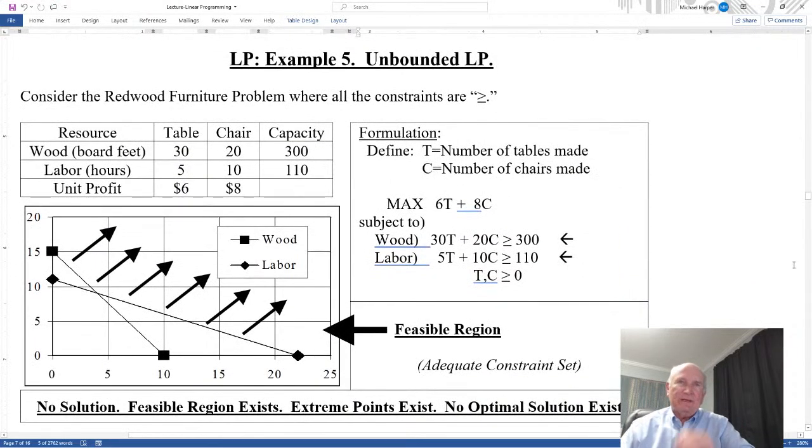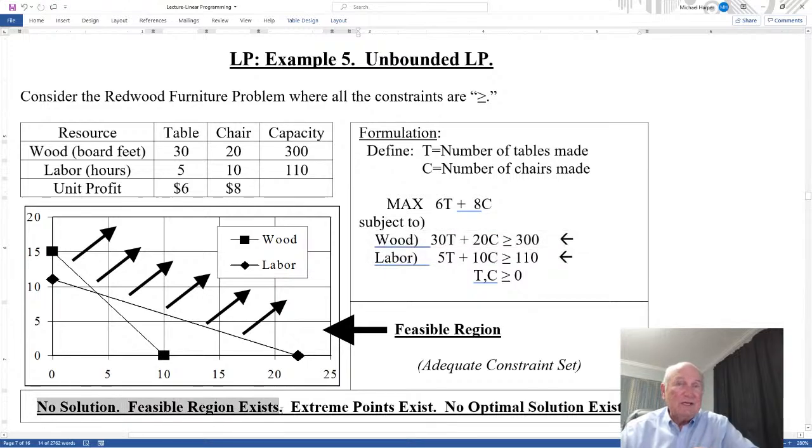Next is an unbounded LP. Suppose for one reason or the other, instead of less than or equal to, all the constraints were greater than or equal to. Suppose that happened, a mistake or whatever. Well, when that happens, the feasible region is in the upper right here, and it goes to infinity. So when you try to optimize it, it's going to go to infinity, and there is no solution.